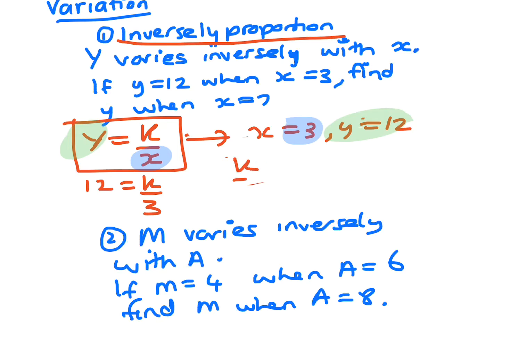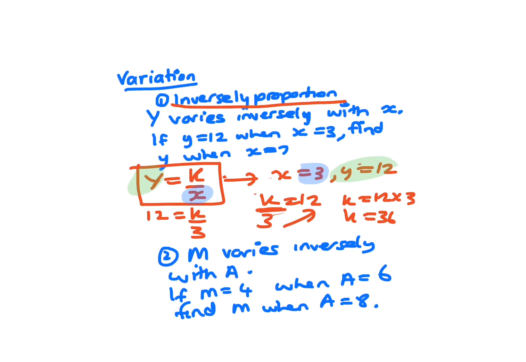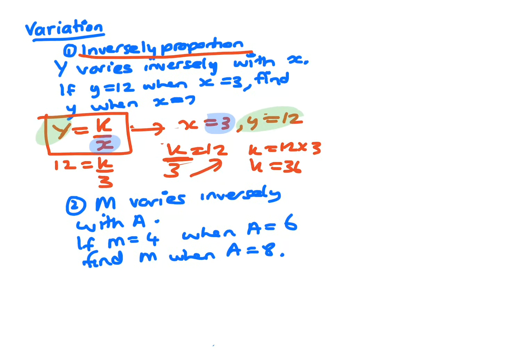Now to solve that equation, k over 3 equals 12. Because it is divided by 3, it'll be 12 times 3. So k will equal 36. So that now means that y equals 36 over x.